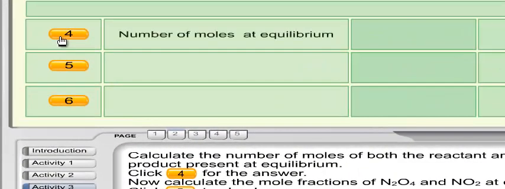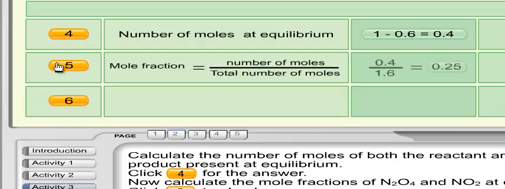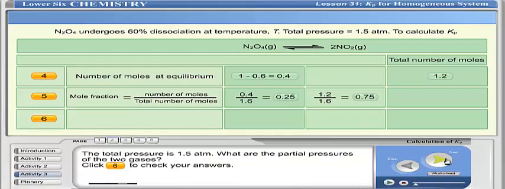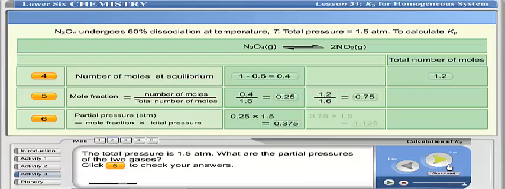Now, calculate the mole fractions of N2O4 and NO2 at equilibrium. Click the button 5 to check your answers. The total pressure is 1.5 atmospheres. What are the partial pressures of the two gases? Click the button 6 to check your answers.